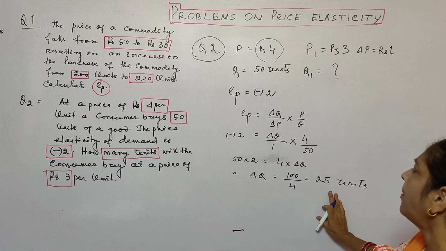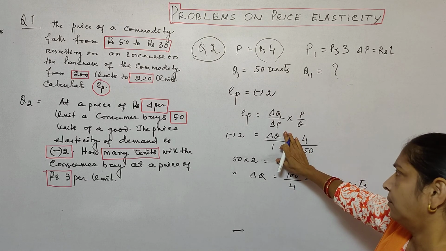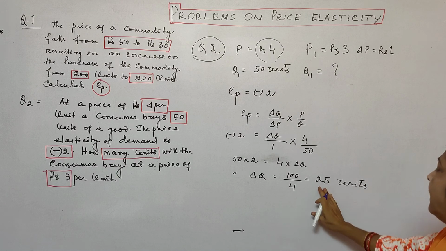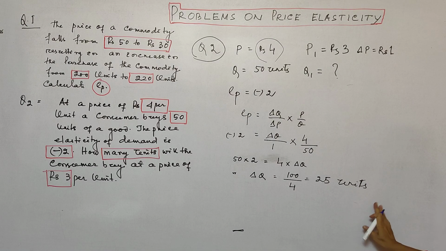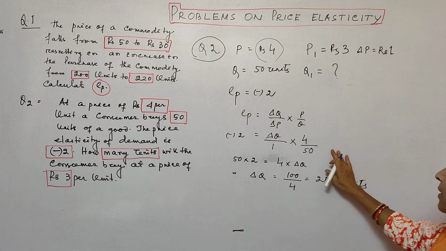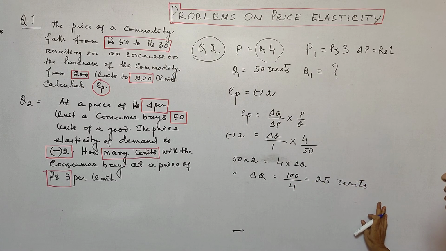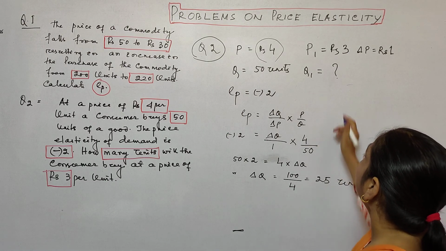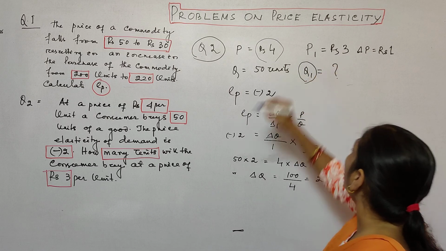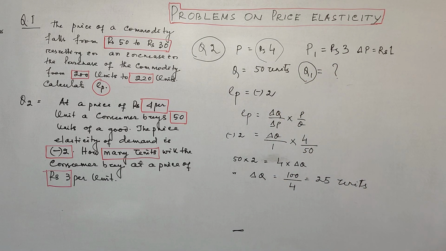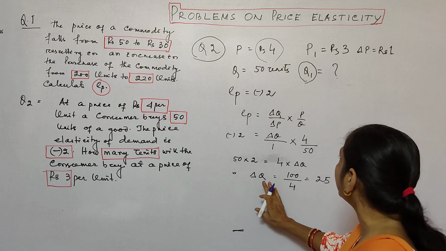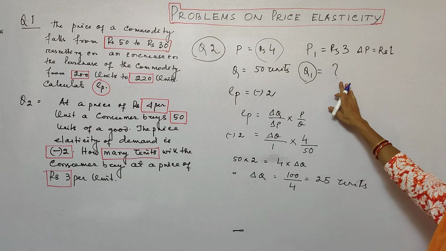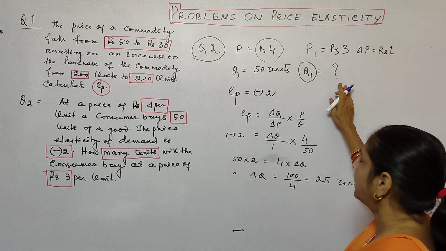We have calculated the value of delta Q. By solving this, we have calculated it. Our delta Q is 25 units. See here, this is the calculation and this is our desired delta Q. Now we have to calculate Q1, the final quantity. This is not the answer, this is delta Q, but from this delta Q we have to calculate Q1. How will we get the value of Q1?